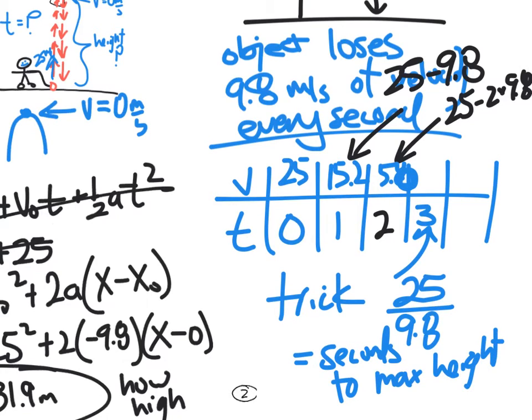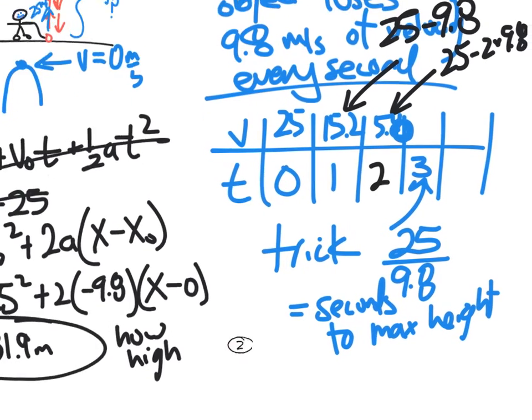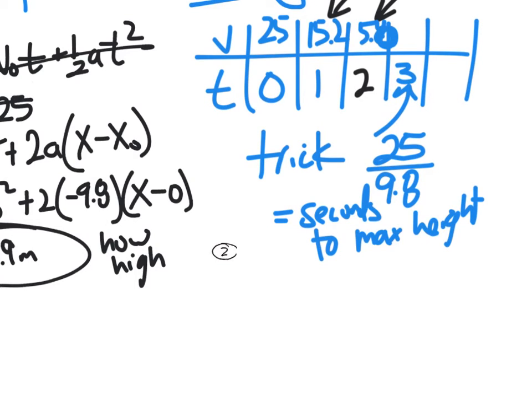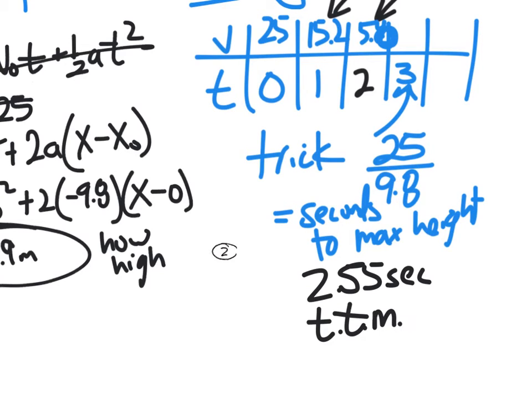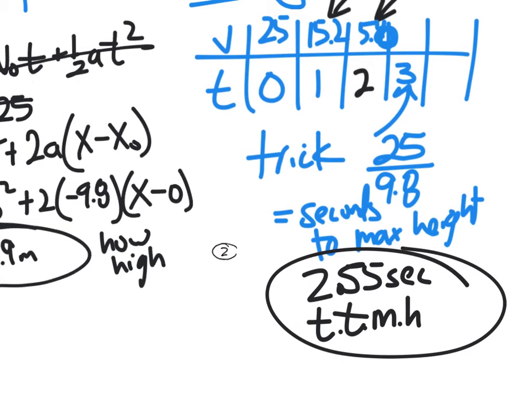So this is kind of the easier version where, and I'm typing this into my calculator right now, 25 divided by 9.8, and so we're getting 2.55 seconds. So we could say, and this is time to maximum height, all right? And that's our trick.